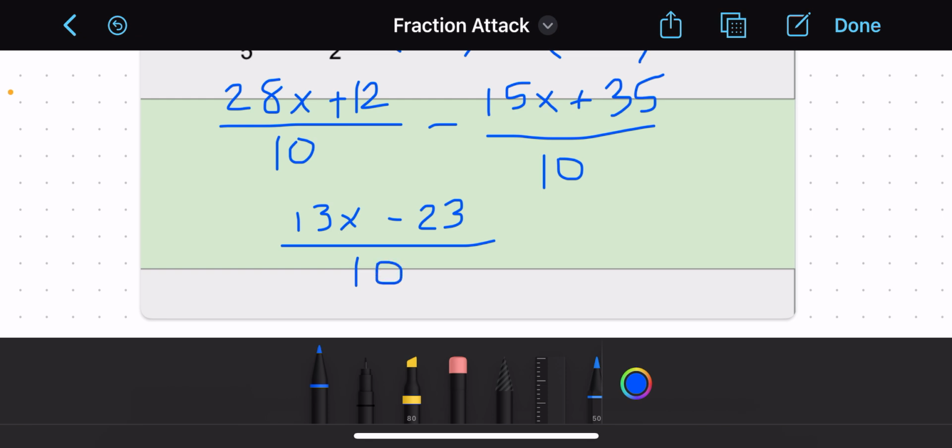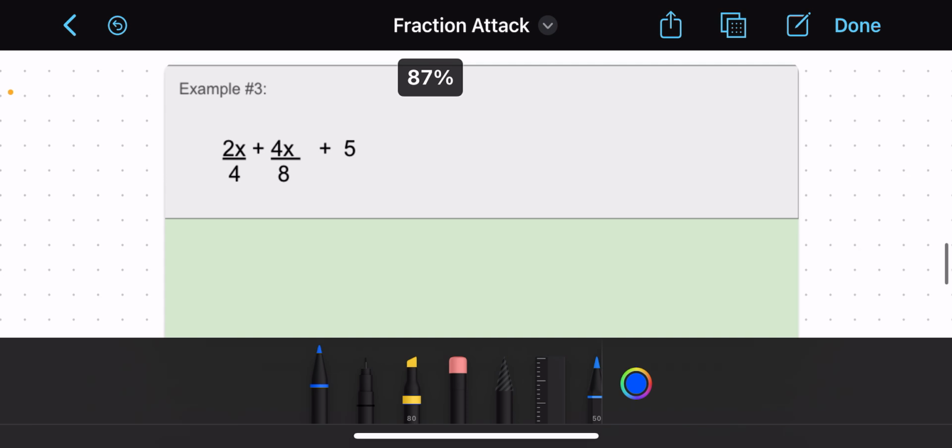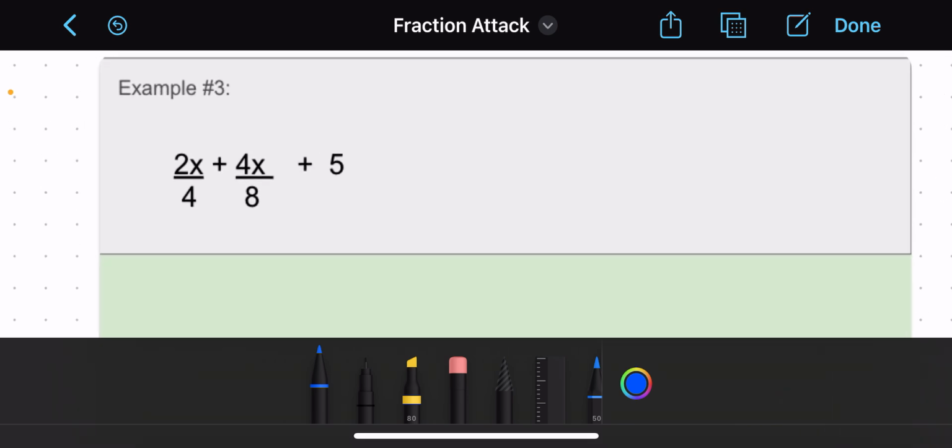I always want to look at this final form and ask myself, is there anything that I can divide all those terms by to simplify it further? And in this case, there's not, because 13 and 23 are both prime numbers. So that is the final answer on that one. Let's take a look at one more example here. Example number 3. And this one I have 2 fractions.